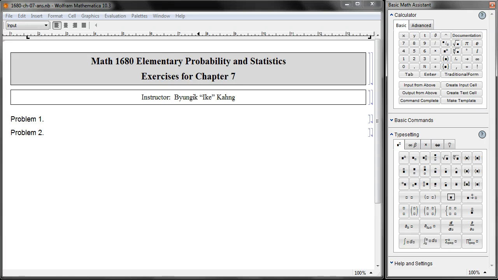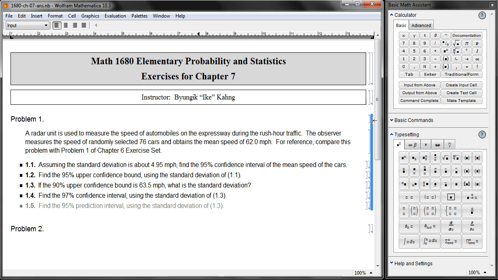Here we go, Chapter 7 exercises. Problem number 1. A radar unit is used to measure the speed of automobiles on the expressway during the rush hour traffic. The observer measures the speed of randomly selected 76 cars and obtains a mean speed of 62 miles per hour. Now, do you recognize this problem?